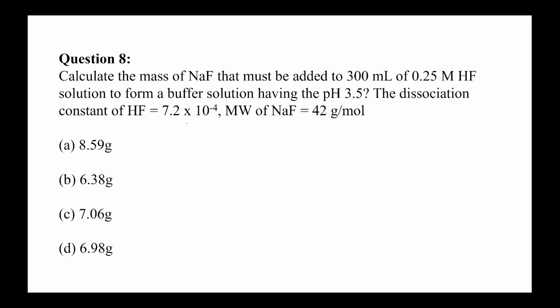So we have dissociation constant Ka for HF. It is given. We have pH in the question. From Ka you can calculate pKa. We have pH in the question, and we have the acid concentration in the question. And we have to calculate the mass of the salt. So first you calculate the concentration of the salt, and then using the molecular weight of the salt, you can calculate the mass of the salt.